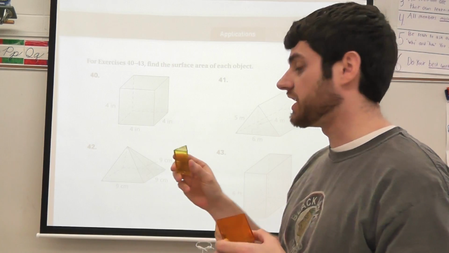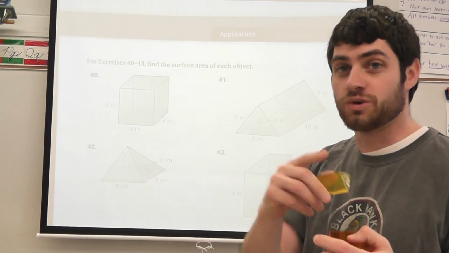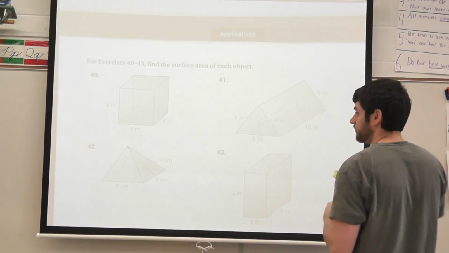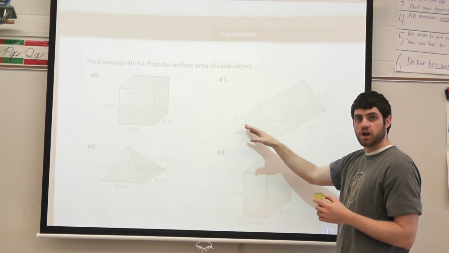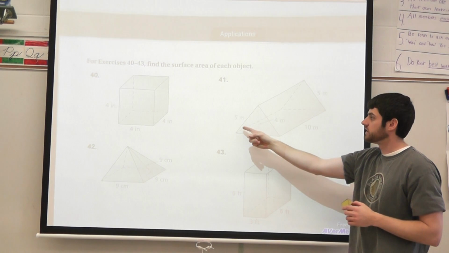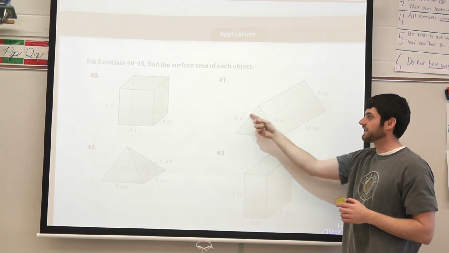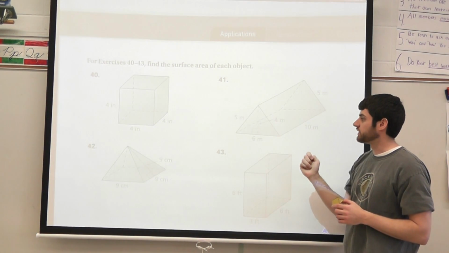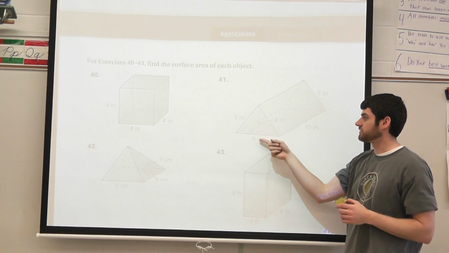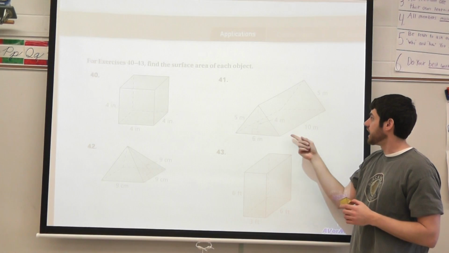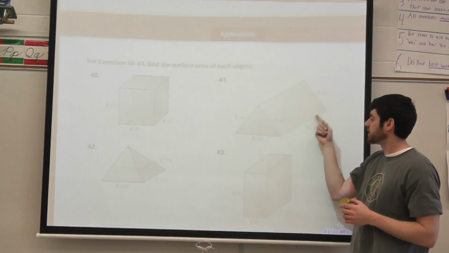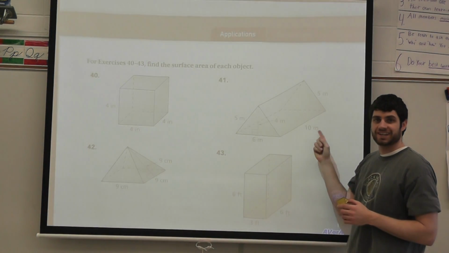Let's take a look at our second example. Now this is the one that you guys are going to be able to do at home. This is our triangular prism. So our measurements here, the triangular prism. This is 5 meters, the side length of our triangular prism. The base of the triangle is 6 meters. The height of this triangle is 4 meters. And our length here of the prism on the side here is 10 meters.